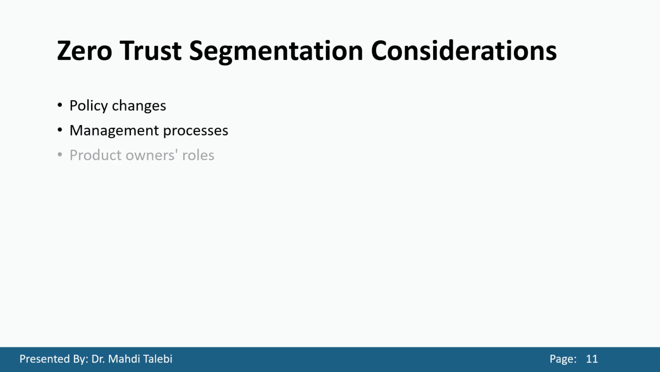Implementing zero-trust segmentation within an organization's ecosystem involves several critical considerations, notably policy changes and management processes. Effective management and modification of existing implementations require consensus among product owners and other stakeholders. Ensuring a transparent and cooperative approach to process modifications is key to sustaining the efficiency and effectiveness of zero-trust operations.